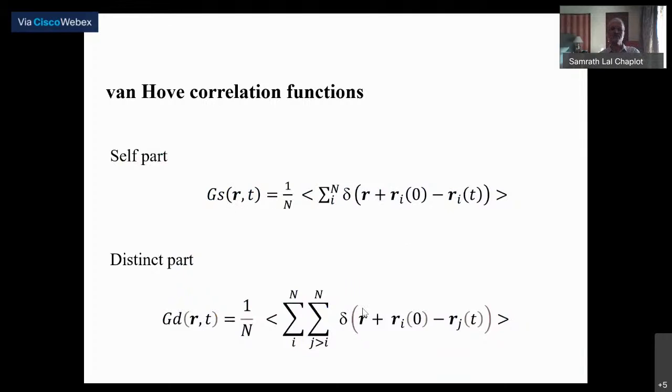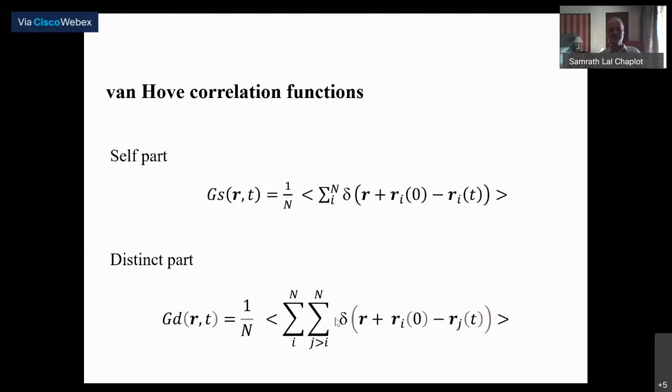So the self part of the correlation function is just a delta function of, as we said, the probability that Ri of t, that is the ith atom at time t, is at r, given that it was at 0. So the distance vector is equal to r for the same atom. Okay. And yes, you do an ensemble average.